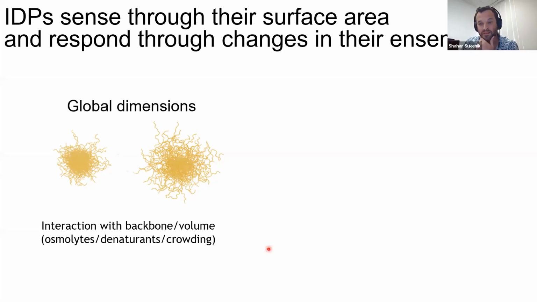And so when we think about the physical chemical model or mechanism behind this, you can think about the interaction of the solution with the protein backbone or the volume taken up by the protein. And this has been characterized for many years by people like Reckert and Timoshev and Bolin and Minton through the action of osmolytes, which act relatively uniformly on the peptide backbone by repelling it, through the action of denaturants, which act relatively uniformly on proteins by attracting to the peptide backbone, exposing it. That's why they denature it. Or through the action of crowding, where the protein tends to take up a smaller volume when in a crowded environment. So that's one aspect, these global dimensions of the chain.